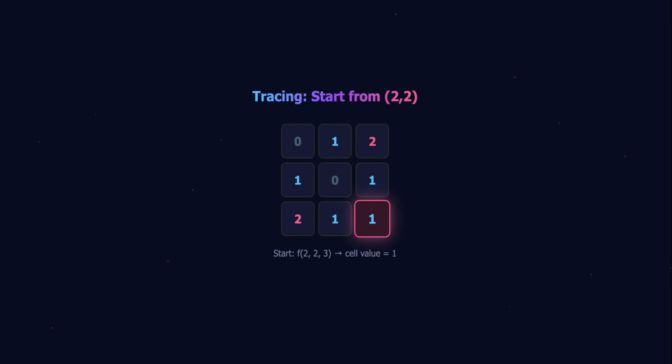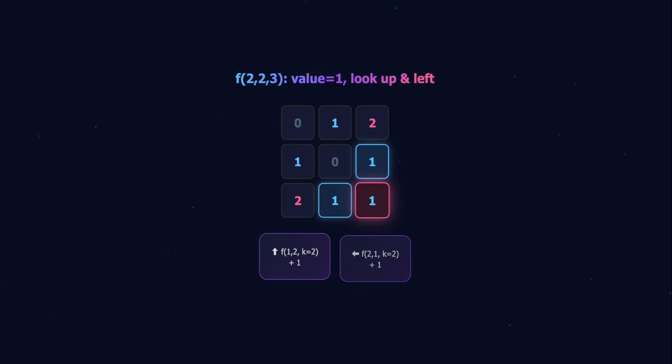Let's trace through our example grid step by step. We start from the bottom right corner and recurse backward to the top left. For cell 2,2 with value 1, we look at cell 2,1 and cell 1,2, reducing k by 1 and adding 1 to the score from each direction.